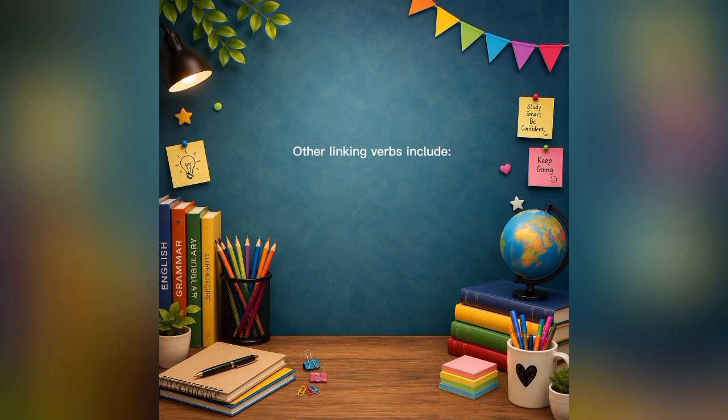Other linking verbs include seem, become, appear, feel, look. For example, she became a doctor. He seems tired. The soup tastes delicious.